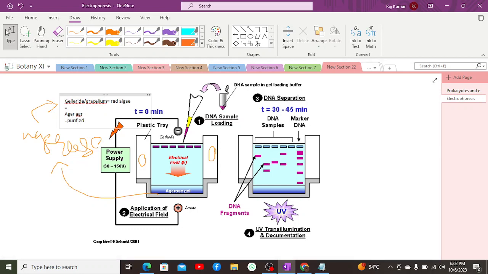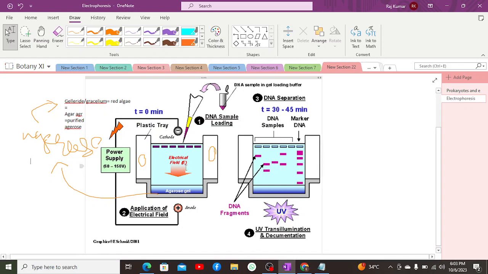As purification occurs, the agar-agar, being a polysaccharide, is converted into agarose, which is then utilized in the process of electrophoresis. Agarose basically is a ketose hexose, and a gel-like structure of agarose is formed. This is the agarose gel. On the other hand, we also have polyacrylamide, which is also used in this process.